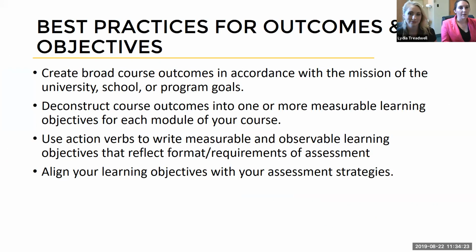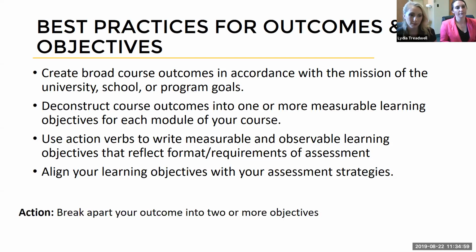Just to summarize what we talked about, outcomes and objectives, for your outcomes, you're gonna start with those broader course goals, and then you're gonna deconstruct that into your learning objectives for each module of your course, making sure that your course outcomes and your learning objectives are both measurable and observable and are tied to at least one specific assessment within your course. Using Bloom's taxonomy is a great strategy or a great tool to make sure that you do that.